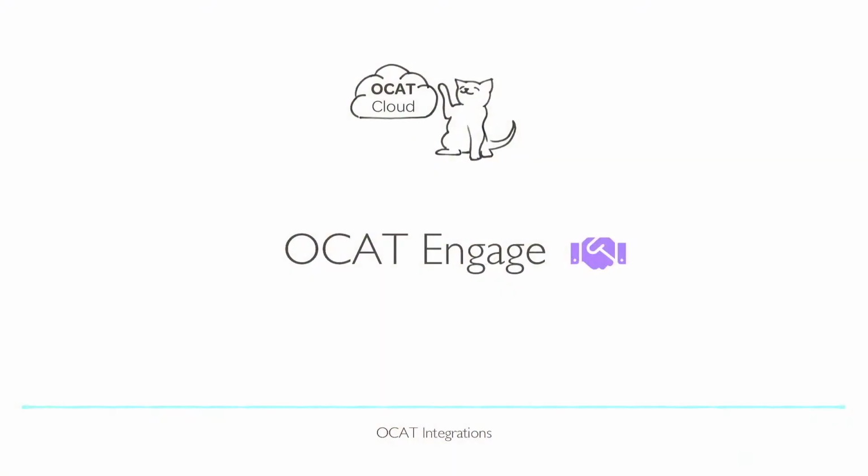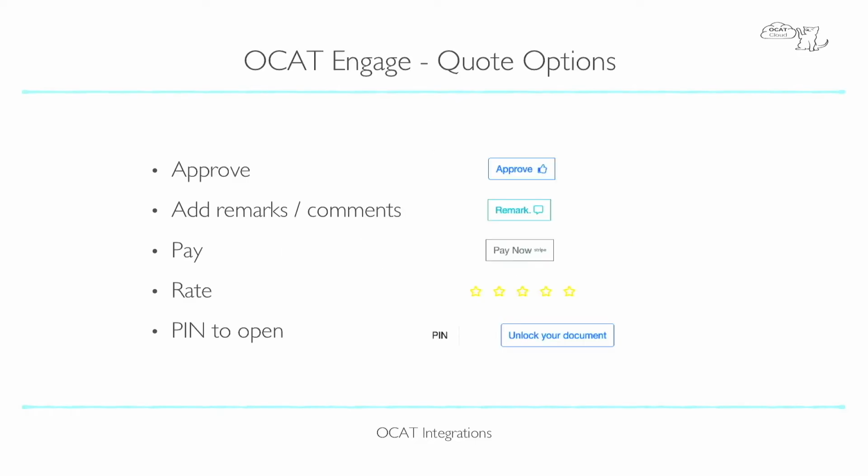In this video, I'm going to show you OCAT Engage. OCAT Engage is about engaging with your customer when you send them a quote to help close sales more quickly. It allows your customer to approve the quote, to add remarks to it, to pay for it, give it a rating, and enter a PIN to open it if you want them to.